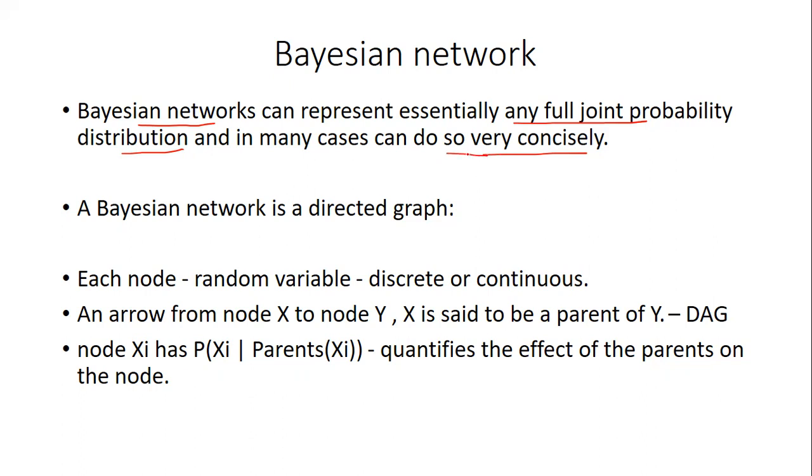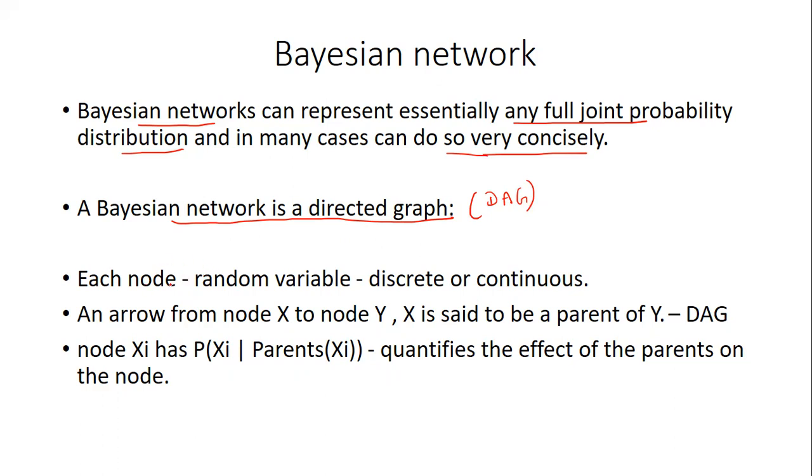It need not maintain a very big table with all possible combinations. It includes only the necessary things and avoids all unnecessary combinations of probabilities. How Bayesian network works, we'll be discussing with an example. Now, what is a Bayesian network? It is a directed graph, basically a DAG, directed acyclic graph. There will not be any cycle.